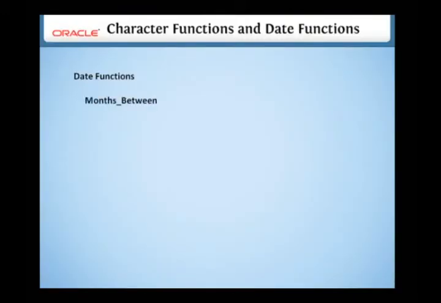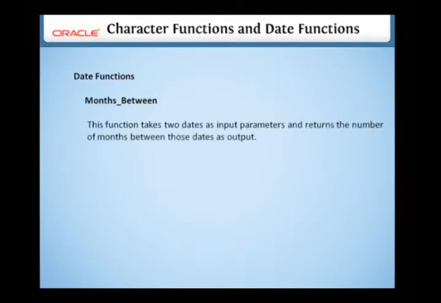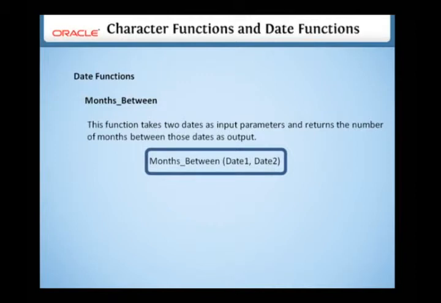Let's see the MONTHS_BETWEEN function. This function takes 2 dates as input parameters and returns the number of months between those dates as output. Let's see the syntax of the MONTHS_BETWEEN function. MONTHS_BETWEEN(date1, date2). This statement returns the months between the dates, date1 and date2. See this statement. Select MONTHS_BETWEEN('10-Mar-2002', '10-Jan-1999') from dual. In this statement, we have used the MONTHS_BETWEEN function between 2 dates, so this function returns the number of months between these 2 dates as 38.